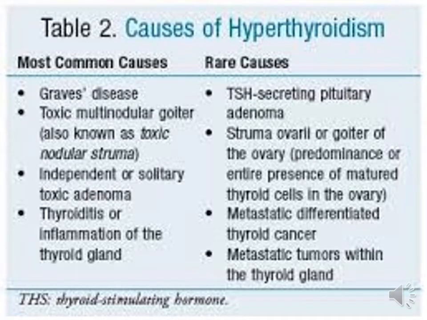The causes of hyperthyroidism. Most common causes are Graves' disease as an autoimmune disease, toxic multinodular goiter, also known as toxic nodular struma, independent or solitary toxic adenoma, and thyroiditis, or inflammation of the thyroid gland. But we have rare causes of hyperthyroidism like TSH-secreting pituitary adenoma, struma ovarii, or goiter of the ovary, predominance or entire presence of thyroid tissue in the ovary, metastatic differentiated thyroid cancer, and metastatic tumor within the thyroid gland.